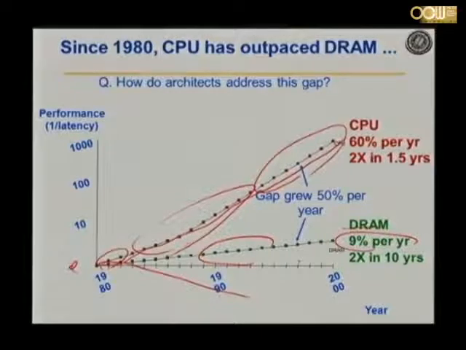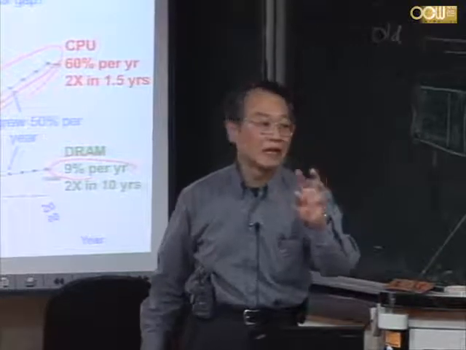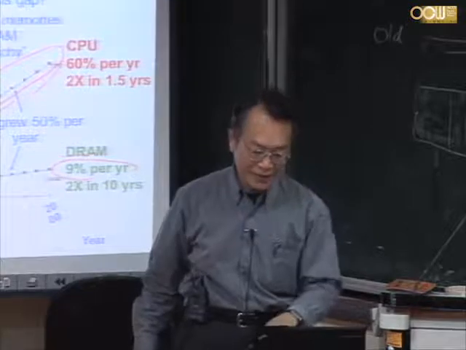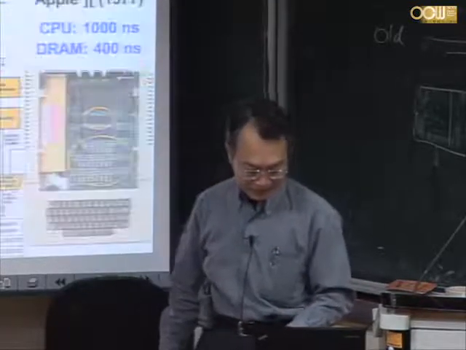As a result, memory gets further and further away from the CPU. In other words, memory relatively becomes slower and slower as time goes. Okay? Is that tolerable? Impossible. All the CPU speed will be eaten up by the slow memory. So we need to do something. And that something is hierarchical memory design.